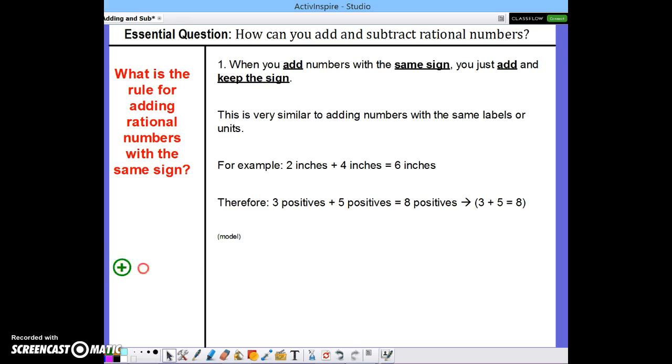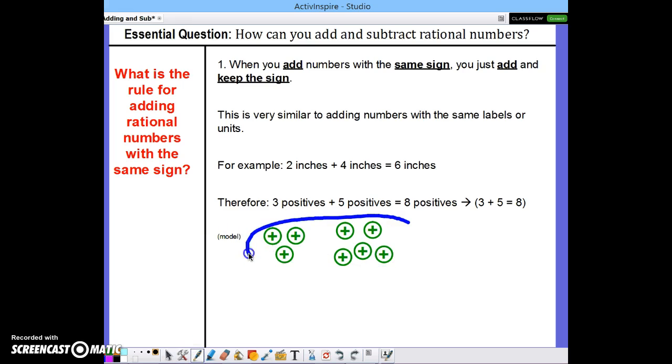And if we look at it in a model, if I have 3 positives represented by these 3 positive counters, and I add 5 more positives represented by these 5 positive counters, the answer is represented by my total number of counters remaining. So I have 8 positive counters. The answer is 8 positives.